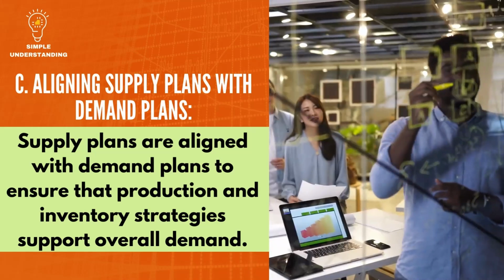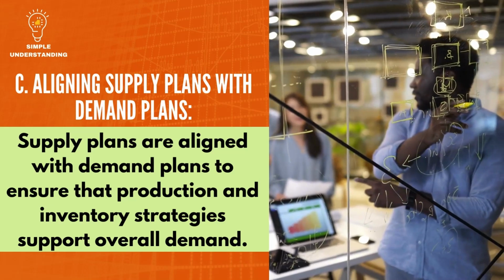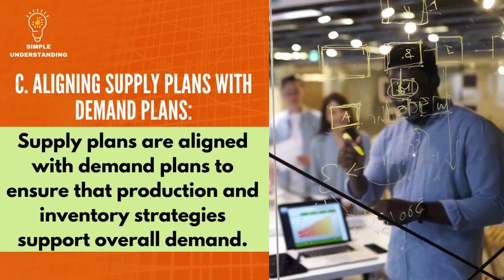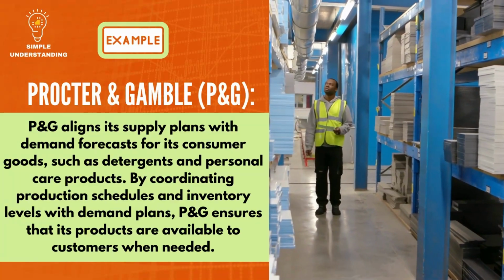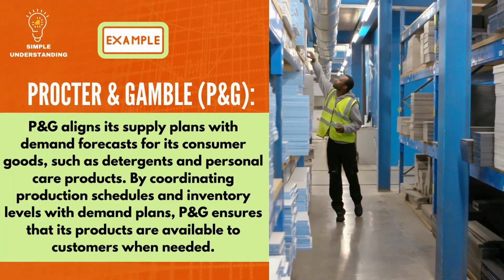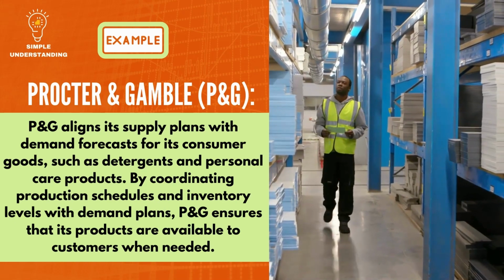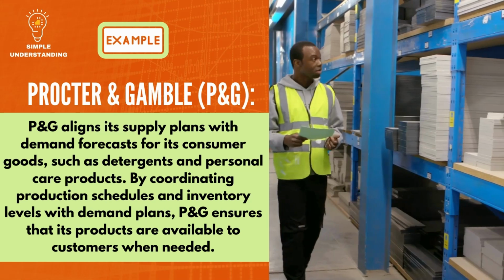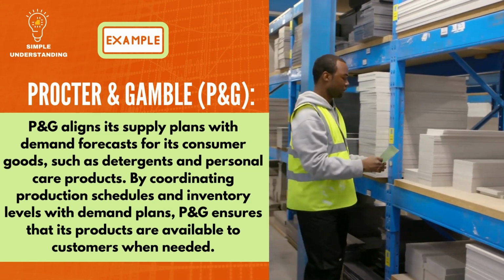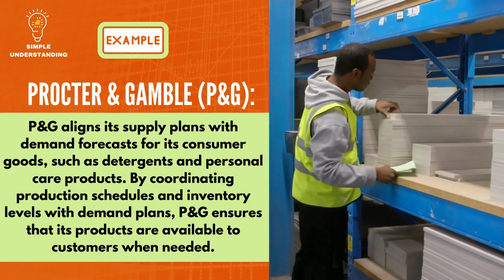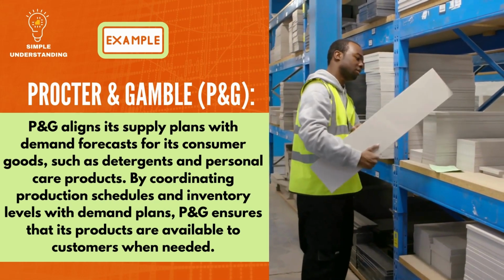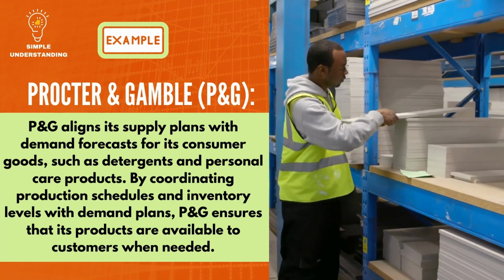Supply plans are aligned with demand plans to ensure that production and inventory strategies support overall demand. Example: Procter & Gamble, P&G. P&G aligns its supply plans with demand forecasts for its consumer goods, such as detergents and personal care products. By coordinating production schedules and inventory levels with demand plans, P&G ensures that its products are available to customers when needed.